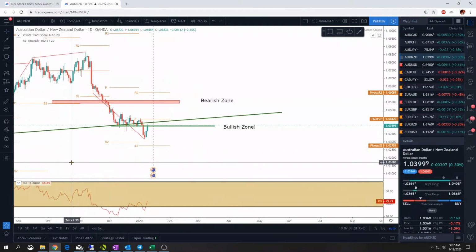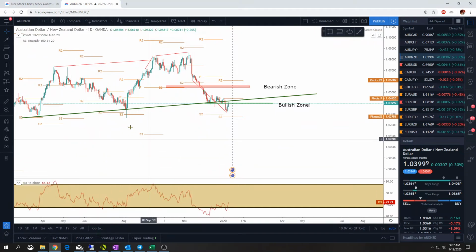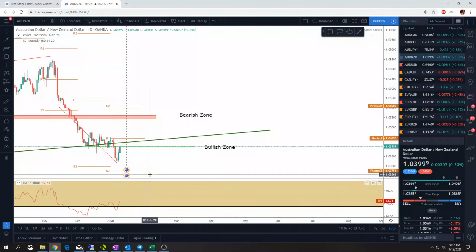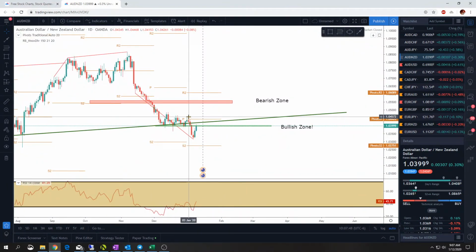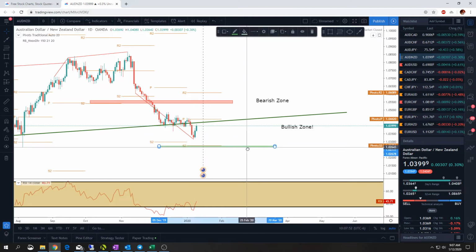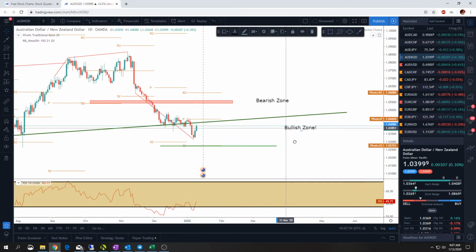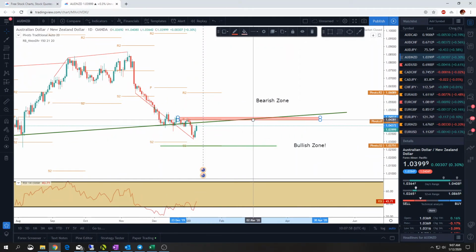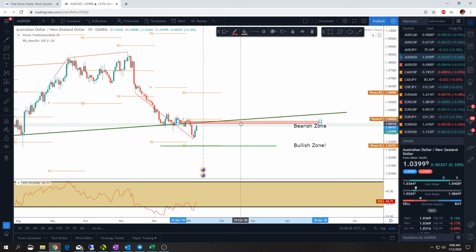Australian dollar, New Zealand dollar. All right. So we've been identifying this trend, and price finally broke it. Strong bearish candle. So here's where I'm at. I'm not going to be bullish till these S2s. Sorry. Just not going to do it. I'm bearish if we get back up to this pivot or possibly this trend line.